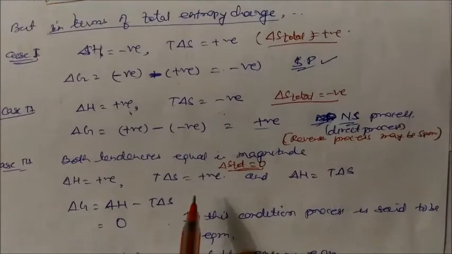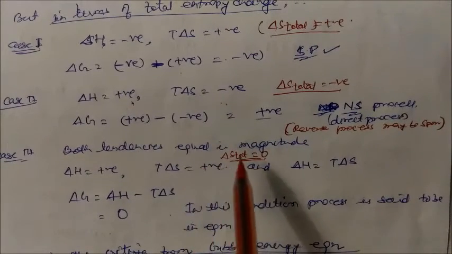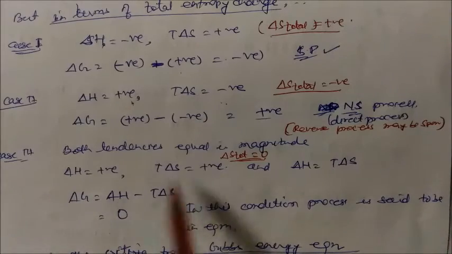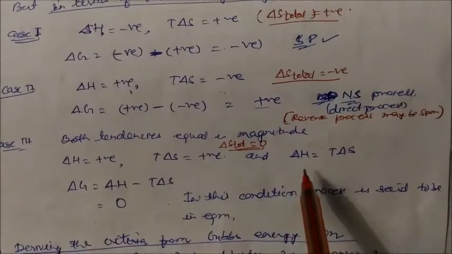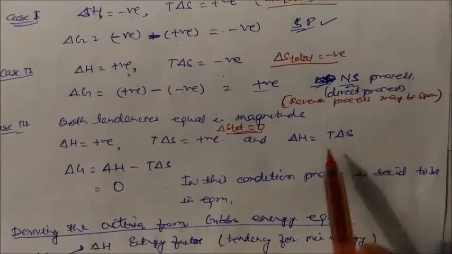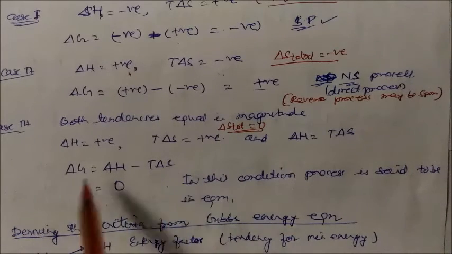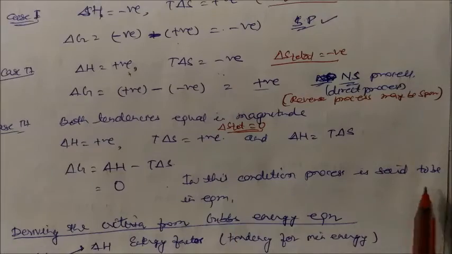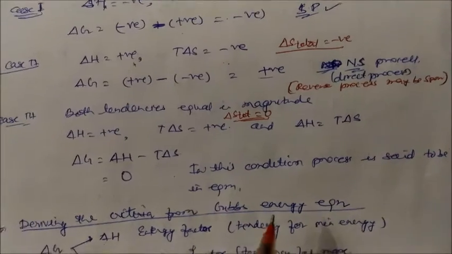Third case is when both tendencies are equal in magnitude, meaning that delta H is equal to T delta S, both are positive. Then in that case, delta H is T delta S, these both are equal, so delta G will be equal to 0. So in this case, what happens? The process is said to be in equilibrium conditions.